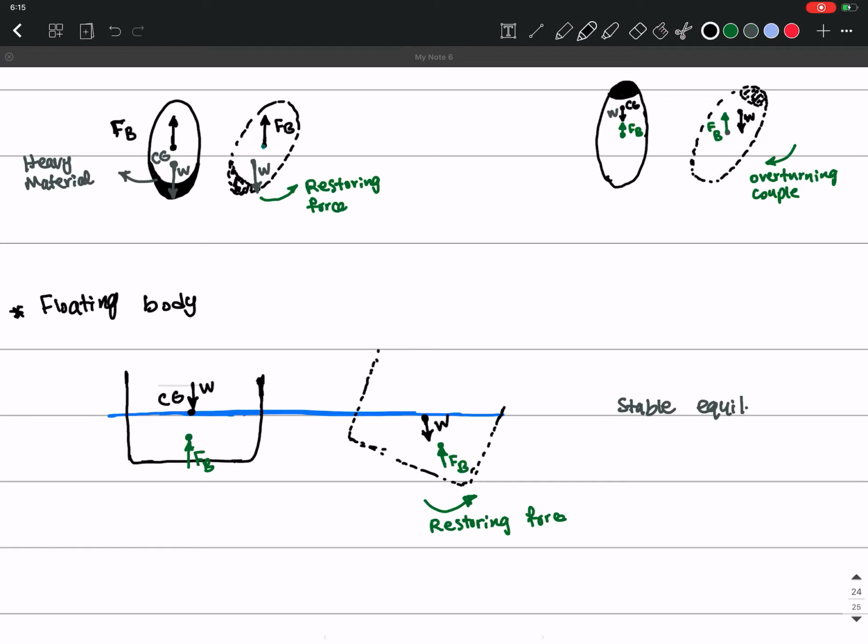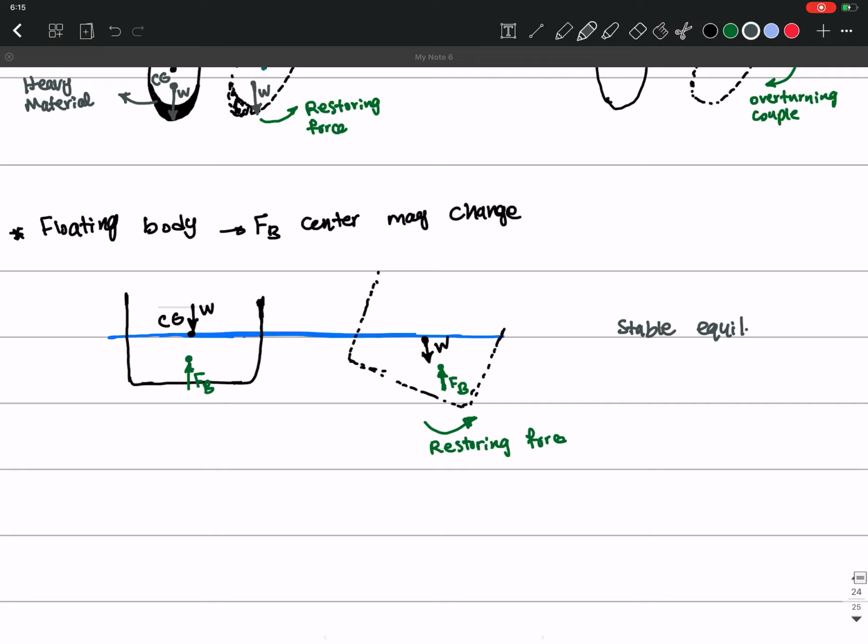So one thing you can notice from floating bodies is that the buoyant force center may change for floating bodies, right? Because it can be that more or less of the body of the object is going to be inside the water or the fluid. So the center of that buoyant force is going to change. And this is very important. Let me give you another example and then discuss a little bit about the implications of this.